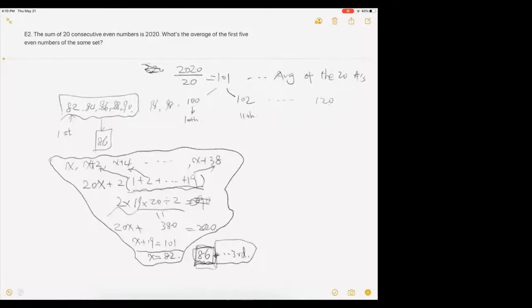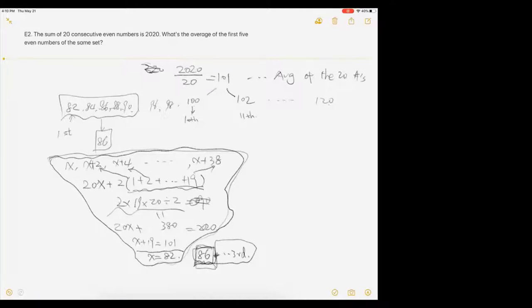So Raghav found 86, and Raghav took a different approach, using algebra to find out the first one. Okay. Any other approach? Any other methods? Any distinct, very different approach, if there is any? Okay, if not, I will comment on this.